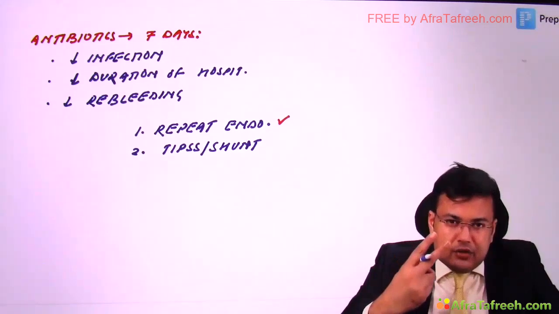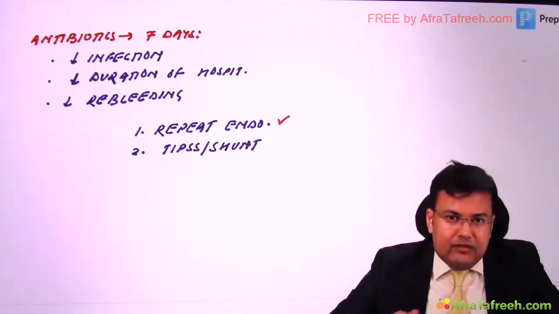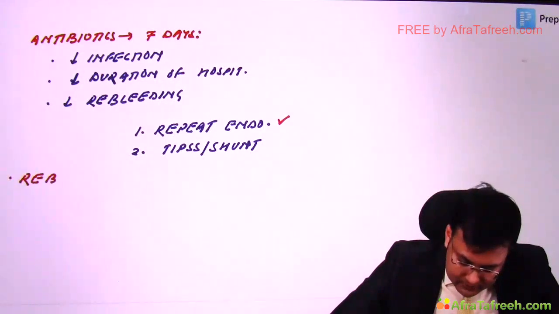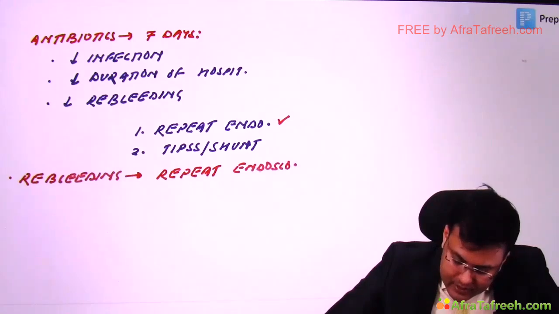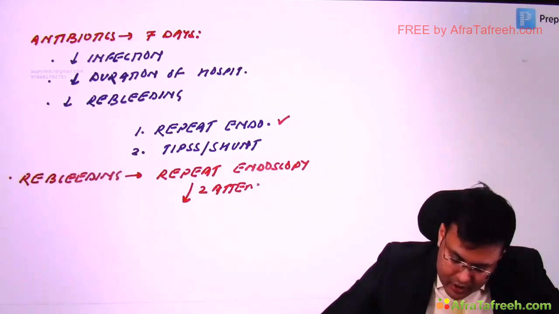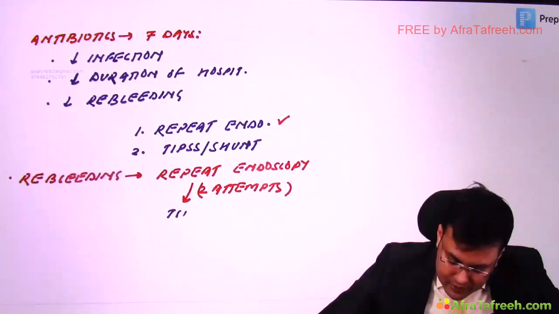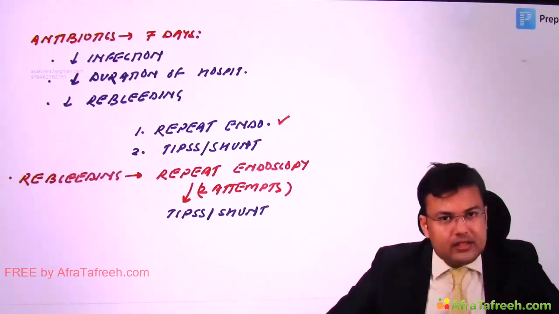If 2 attempts of endoscopy are not able to control the bleeding, this is known as failed endoscopy, and then only we go for surgical intervention. So whenever there is rebleeding, we go for repeat endoscopy. Clear? And when endoscopy is failed, 2 attempts not able to control bleeding, then only we go for surgical intervention like TIPS or shunt. Clear? So this is how we manage.